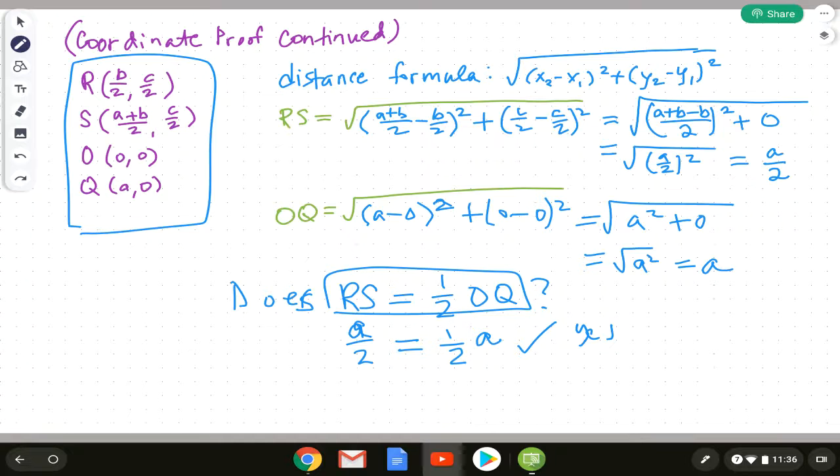Okay, so the coordinate proofs are not like the proofs we've done in the past. It's actually using things like the midpoint formula, the distance formula, slopes, and those kinds of things that we can do on the coordinate plane. And so we'll be doing that sometimes as we go through this chapter.